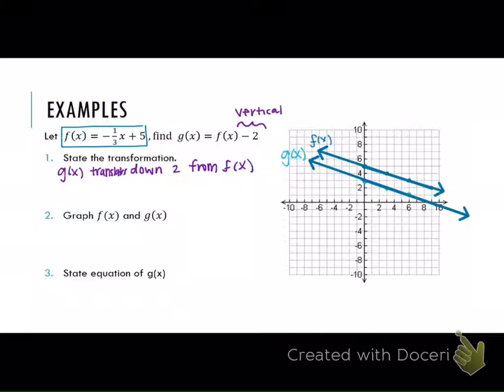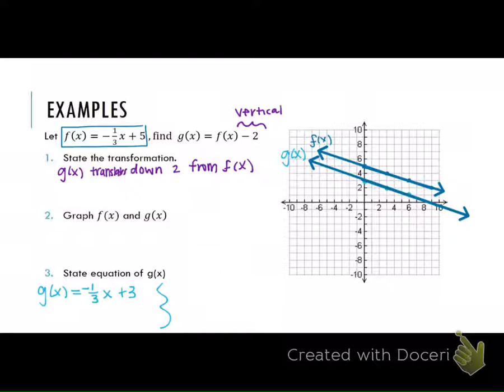All right. So then it says state the equation of g of x. We can get the g of x equation from the graph. It starts at 1, 2, 3 on the y-intercept, so that's 3. And the slope is down 1, so that's negative 1, right 3, so that's positive 3. So that's negative 1 over 3 x. You can do it that way, from the graph.